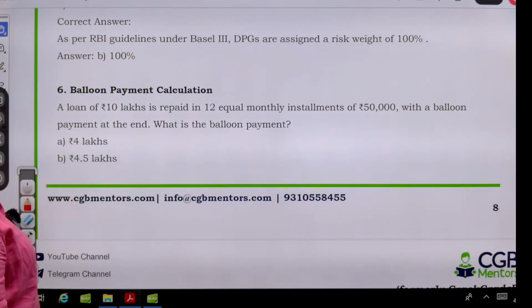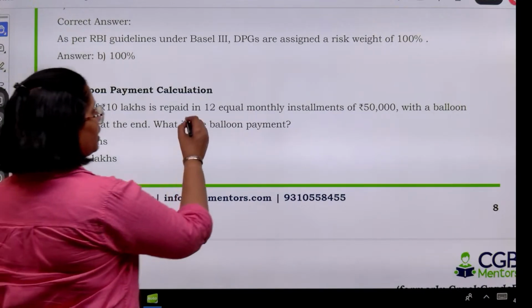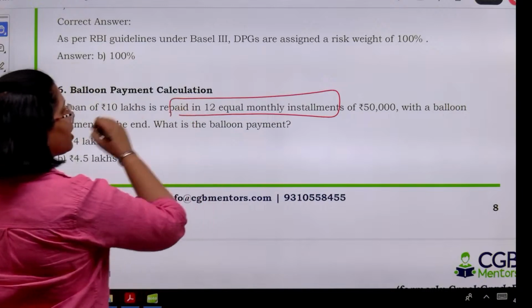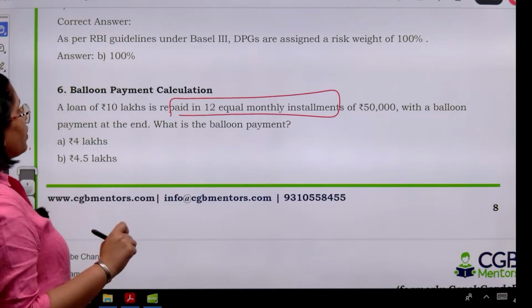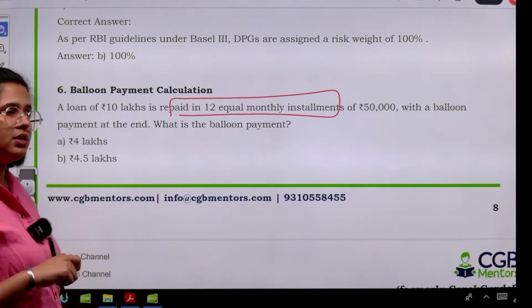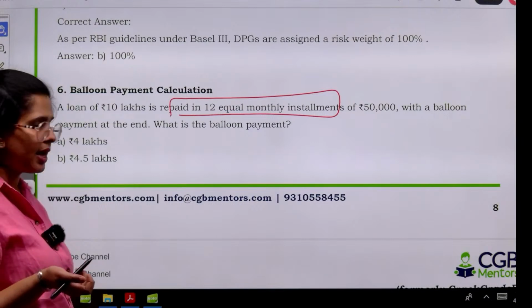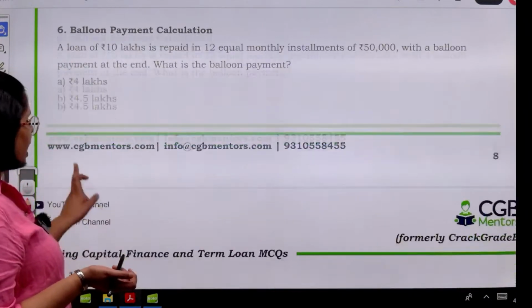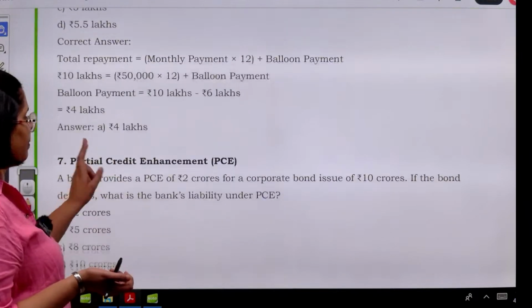Now there is a calculation of balloon payment. Okay, so there is a loan of 10 lakhs. It is repaid in 12 equal monthly installments of 50,000. Fine. With a balloon payment at the end. So if you are paying 50,000 in 12 equal installments, then eventually you are paying how much? 6 lakhs, right? So at the end you have to make a higher payment of 4 lakhs. You will have to pay 4 lakhs.